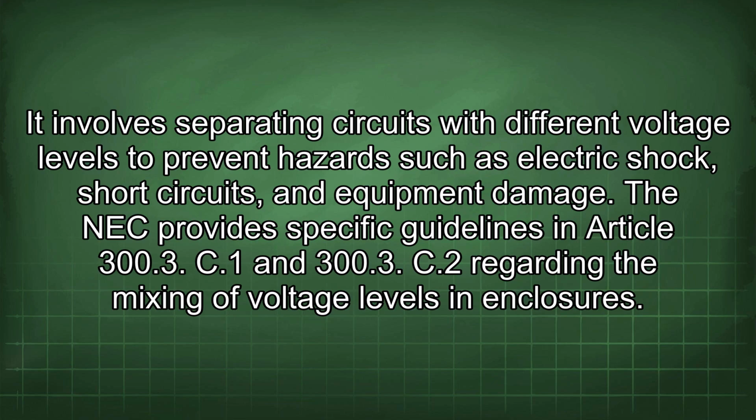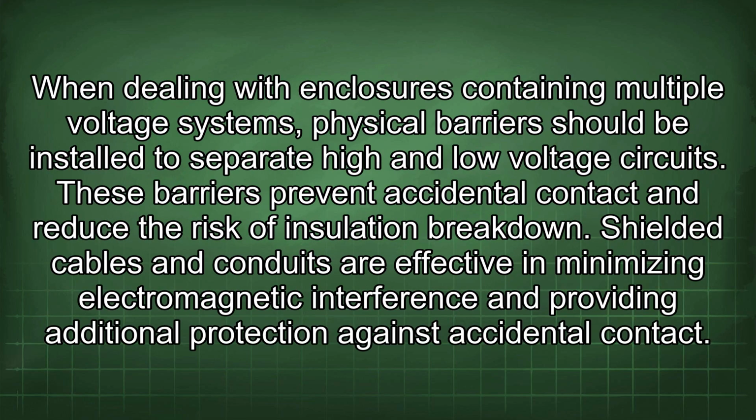The NEC provides specific guidelines in Article 300.3, C1 and C2 regarding the mixing of voltage levels in enclosures. When dealing with enclosures containing multiple voltage systems, physical barriers should be installed to separate high and low voltage circuits. These barriers prevent accidental contact and reduce the risk of insulation breakdown. Shielded cables and conduits are effective in minimizing electromagnetic interference and providing additional protection against accidental contact.